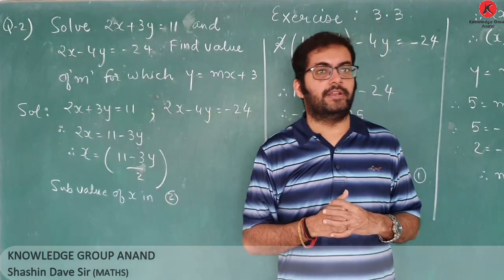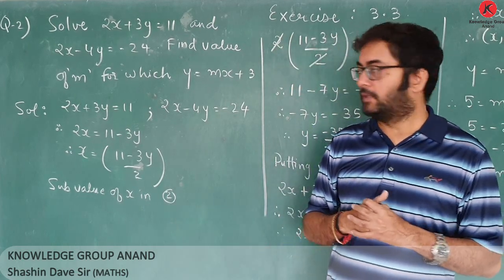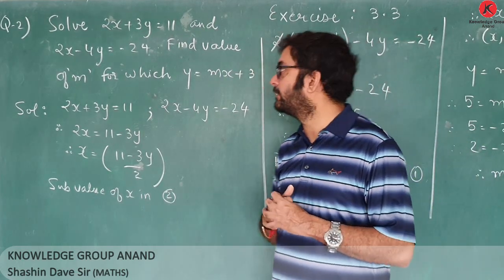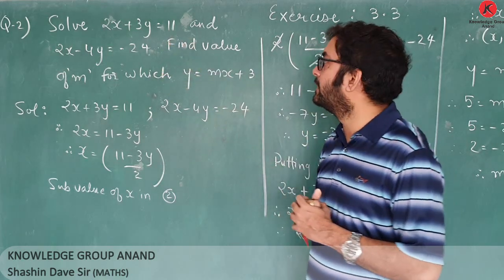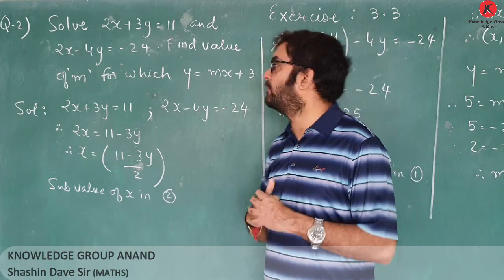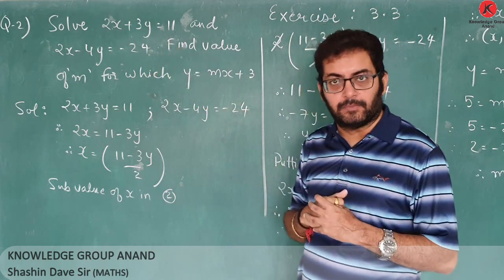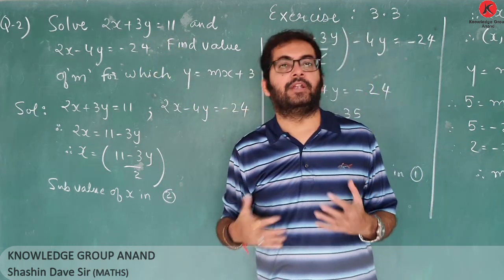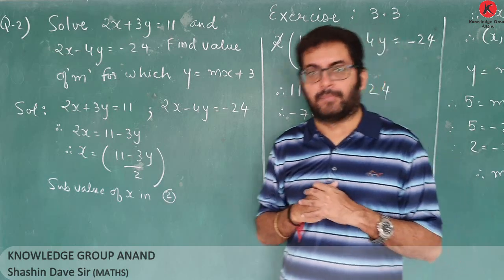Question number 2 is divided into 2 parts, means you need to find 2 things. What are the 2 things? Let us understand the question. Solve 2x plus 3y is equal to 11 and 2x minus 4y is equal to minus 24. In short, we are given a pair of linear equations in 2 variables. Solve means I need to find the values of x and y using substitution method.